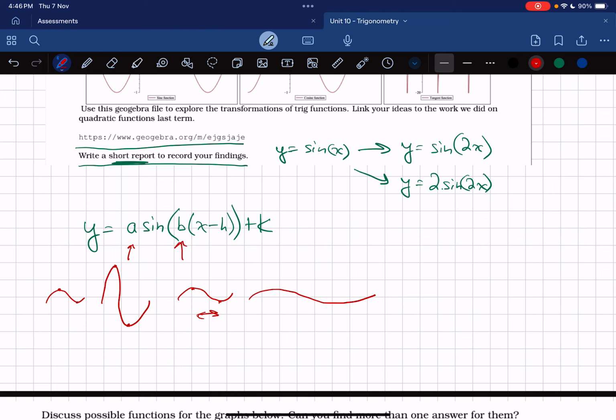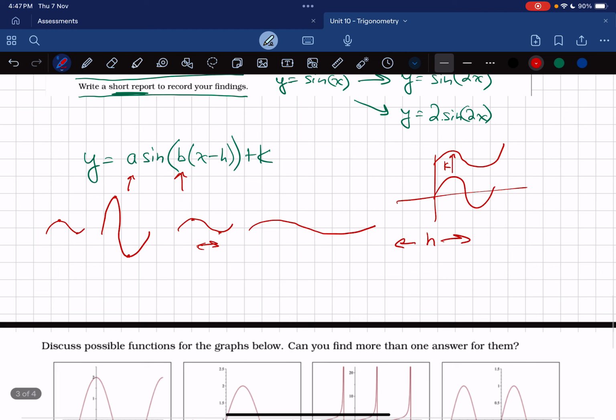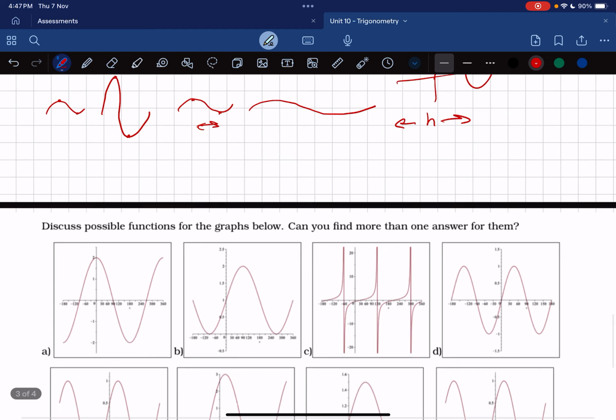And then h and k are very similar to our other function transformations. If that is what sine looks like, and I say sine plus k, that is going to shift up k units. So k shifts me up, and h shifts me left or right. All right, so that is hopefully what we were able to find with the GeoGebra link. If not, I'll post some more video resources for you as well.